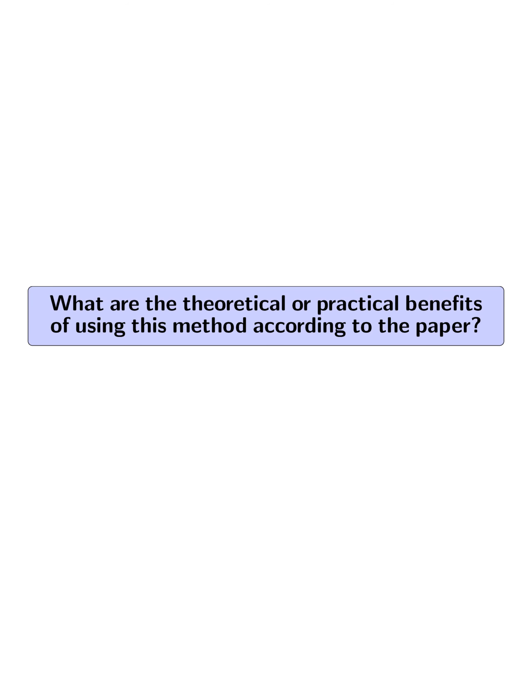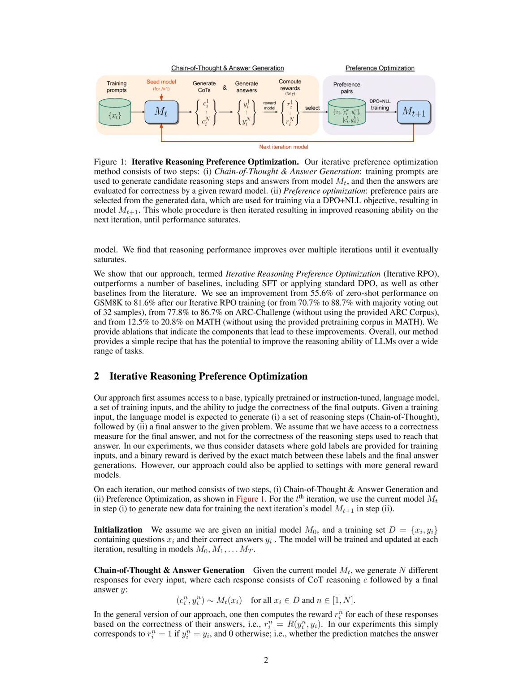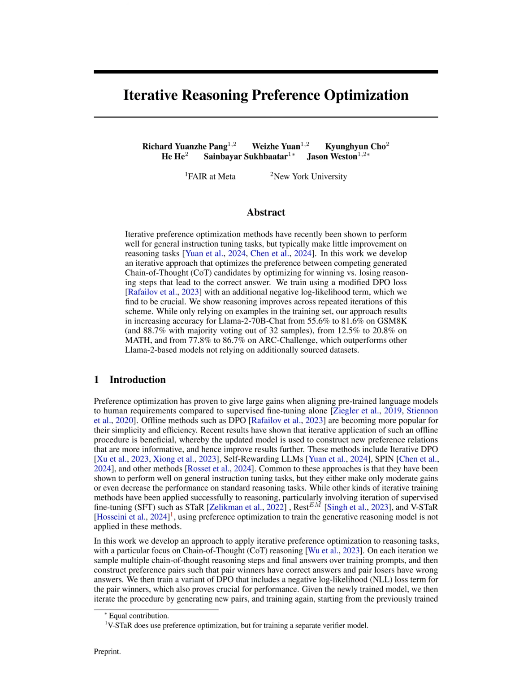What are the theoretical or practical benefits of using this method according to the paper? The theoretical and practical benefits of using the Iterative Reasoning Preference Optimization, Iterative RPO, method outlined in the paper include significant performance improvements in reasoning tasks, such as chain of thought, COT, reasoning. The method leverages iterative preference optimization to train generative reasoning models, leading to enhanced reasoning ability of large language models, LLMs, across a wide range of tasks.